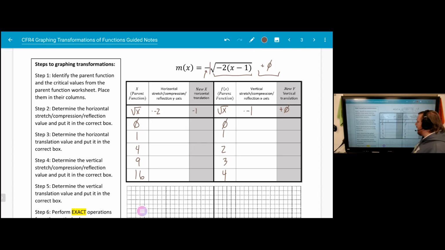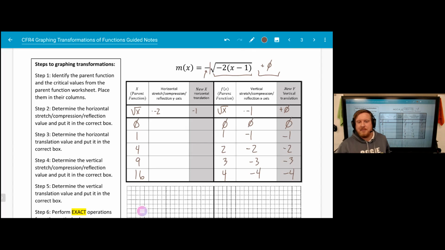Okay, we have done steps 1 through 5. Exact operations in vertical. 0 times -1 is 0. 1 times -1 is -1. 2 times -1 is -2. 3 times -1 is -3, and 4 times -1 is -4. Because remember, in vertical, we're doing the exact operations. And adding 0 to that, I can do that on no hands. 0, -1, -2, -3, -4. We've got our new y values.